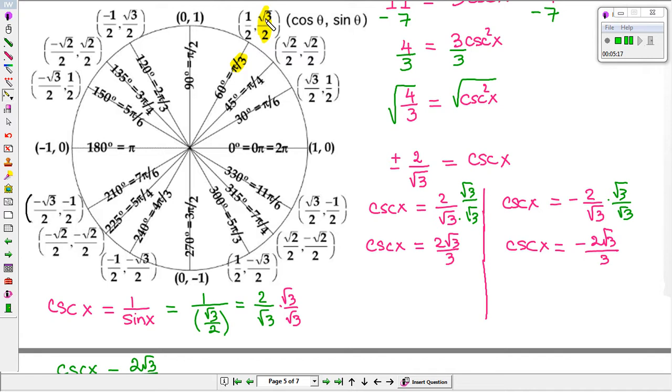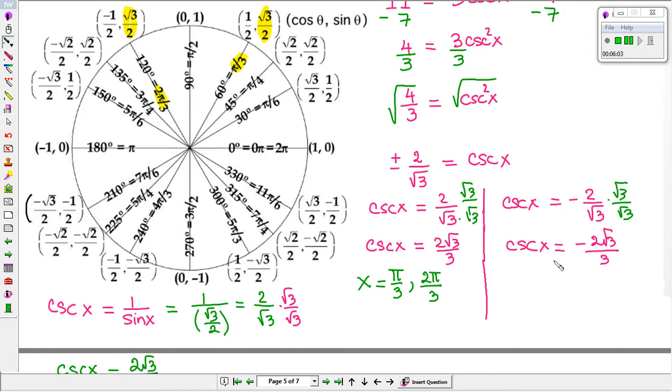So it means that now we just need to look for where your y is square root of 3 over 2. If we continue to go to the next angle counterclockwise, the next angle is 120 degrees or 2 pi over 3. I'm going to go with radians. And again, my sine is square root of 3 over 2. So therefore we can conclude that for the first equation, cosecant of x equals 2 square root of 3 over 3, we have two solutions where x is pi over 3 and 2 pi over 3.